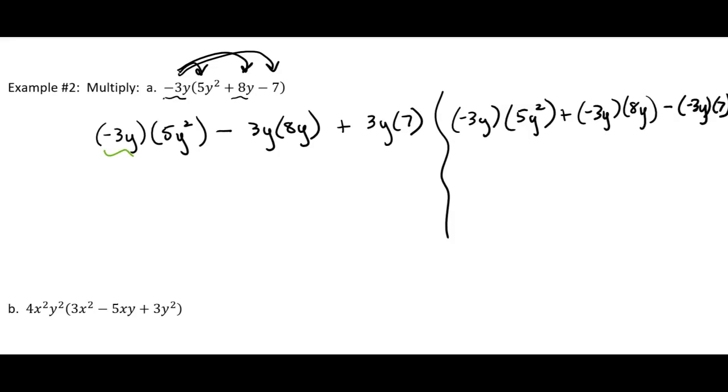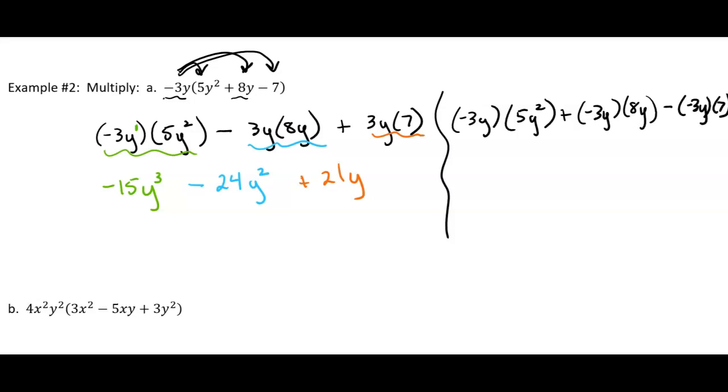So this first one here, you're going to get negative 15, and then it's going to be y cubed, because you've got y to the first there. The next one, this one here, is going to be minus, and now I'm going to have 24, because 3 times 8, and then y squared, because y times y. And then the last one is going to be plus 21y.